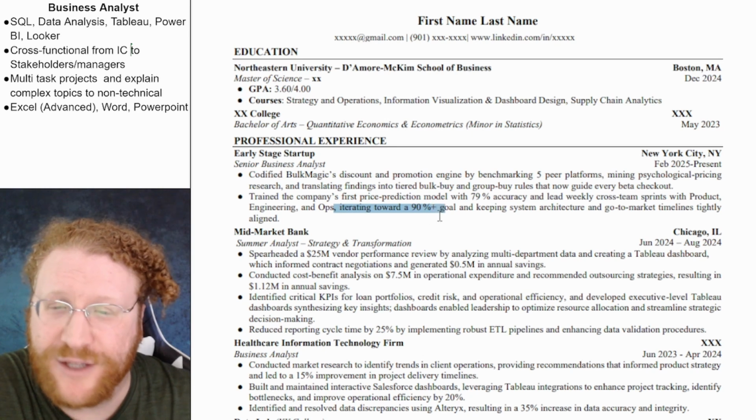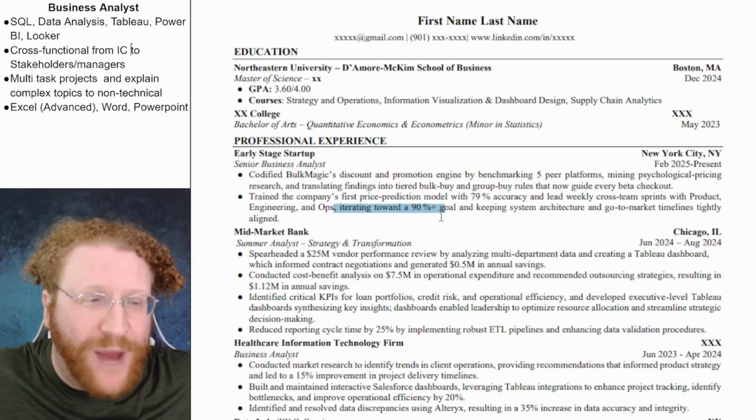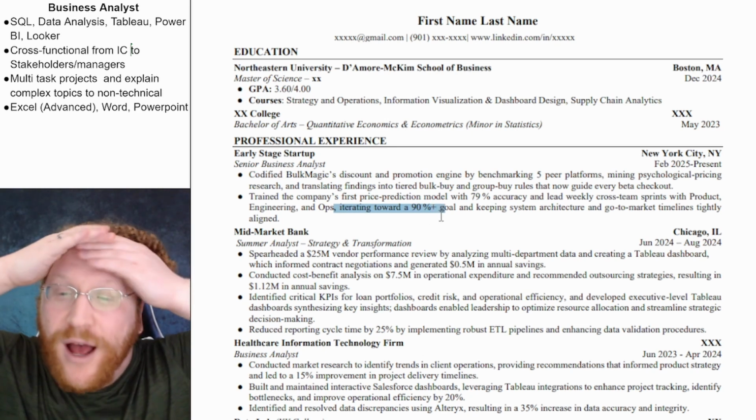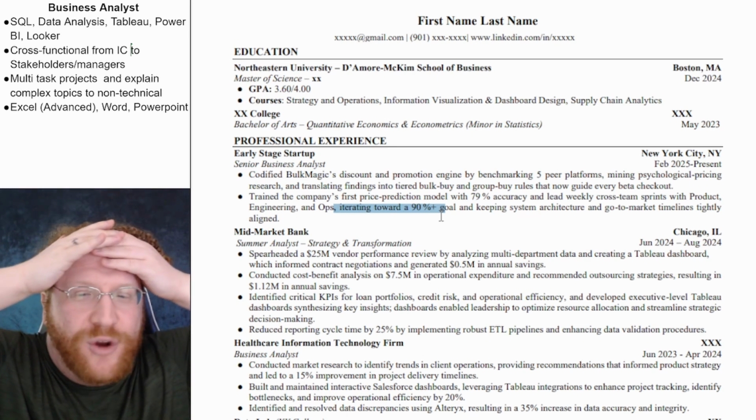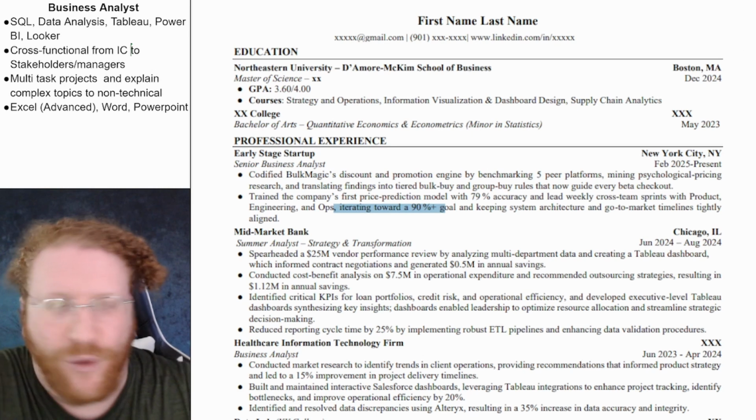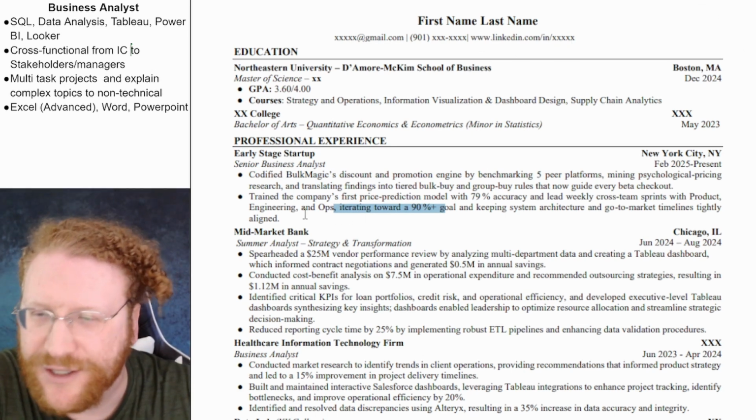Inventory 90% plus. What 90? What goal? I don't know anything about you. I don't know what bulk magics discount and promotion engine is. I don't know what you did to it. I don't know anything here. Where's the Excel? Where's the you talking to stakeholders?